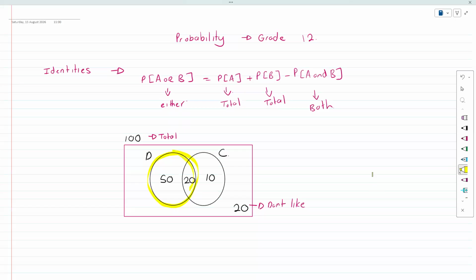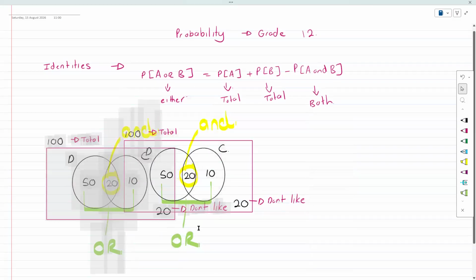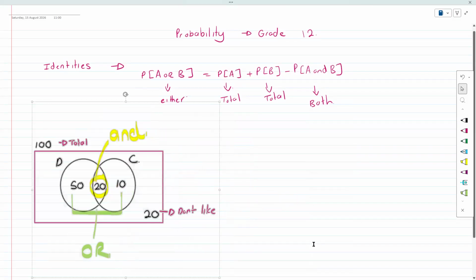Let's say dogs in general is this circle here. The people that like cats in general is this circle here. And the people that we need to memorize properly are the people that like dogs and cats. So this is "and", and this is "or". When you see the word "or", it's talking about all the people in the data, not excluding the people that don't want to be a part of the data.